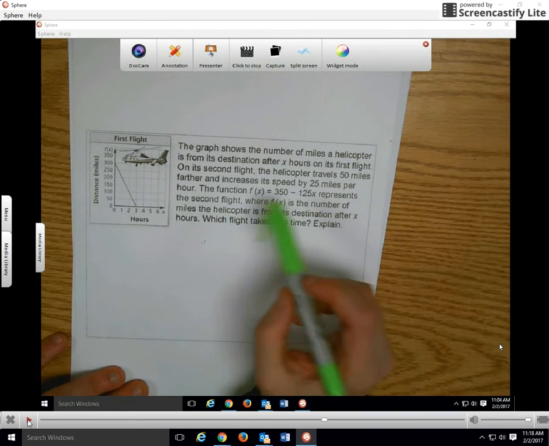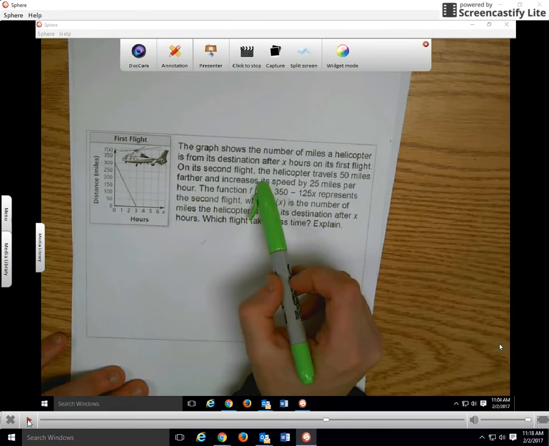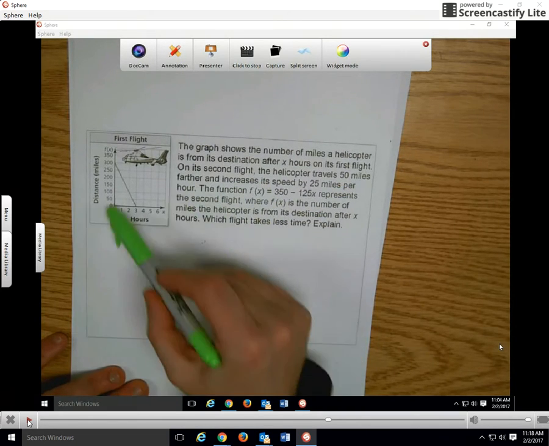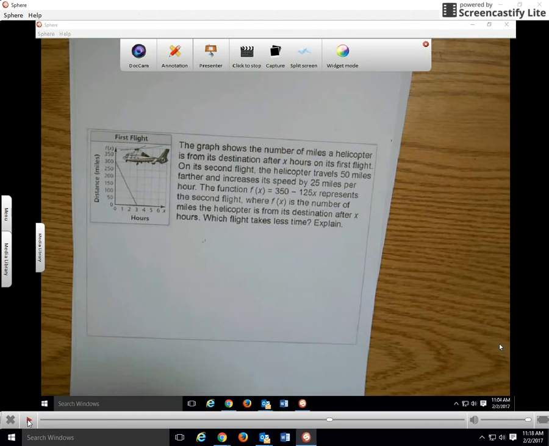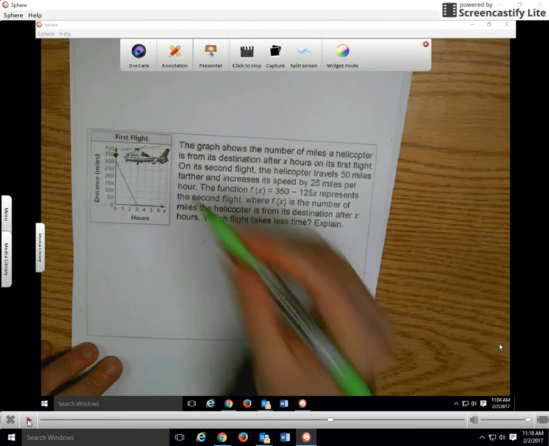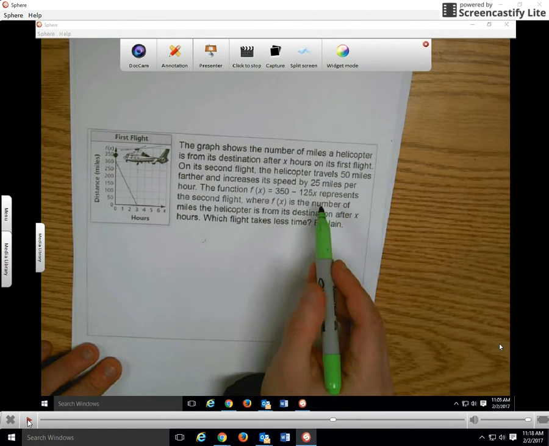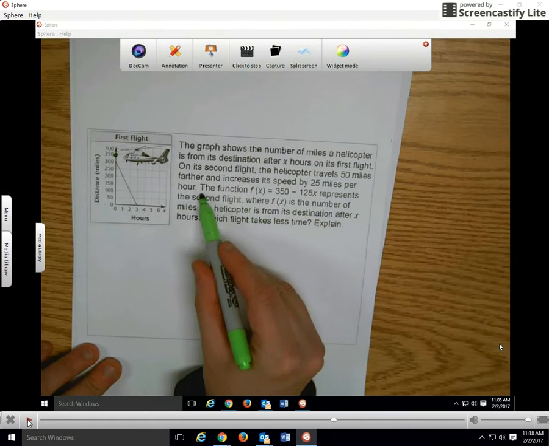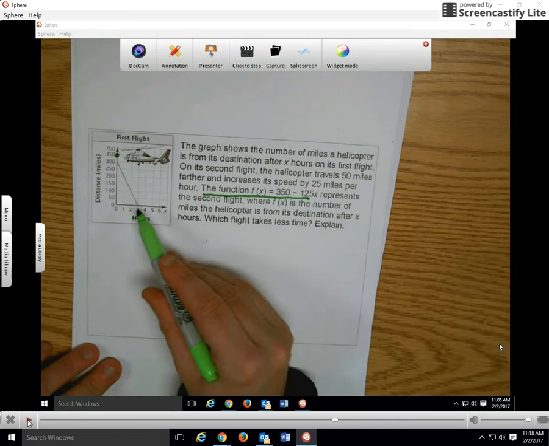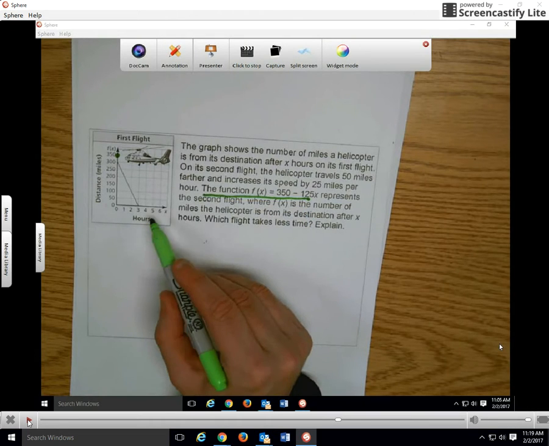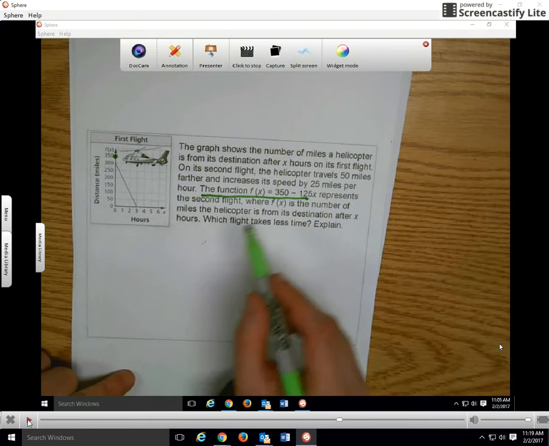That makes sense. On its second flight, the helicopter travels 50 miles farther. So it's going more distance. It's going to 350, right? But increases its speed by 25 miles per hour. The function, notice now it's not giving it to us in a graph. It's giving it to us in an equation. Now, we can turn that equation into a graph or a line, but right now it's just the equation.